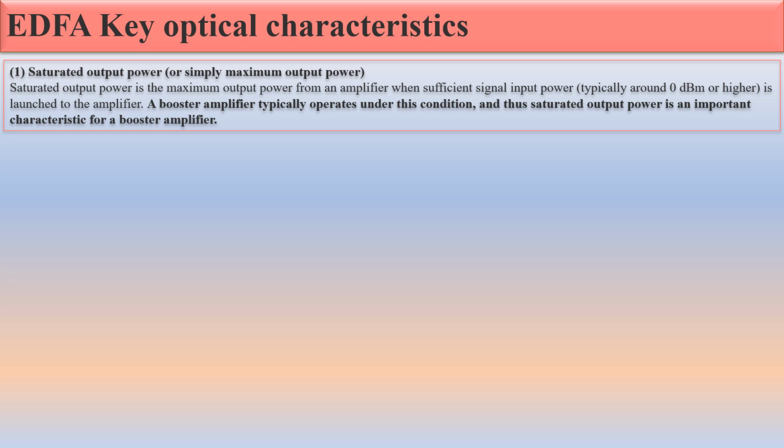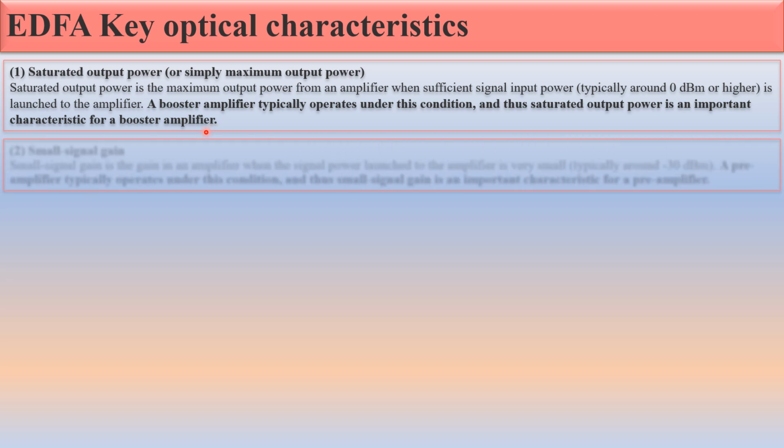So saturated optical power, or simply maximum output power. Saturated output power is the maximum output power from an amplifier when sufficient signal input power is launched to the amplifier. A booster amplifier typically operates under this condition, and thus saturated optical power is an important characteristic of a booster amplifier.